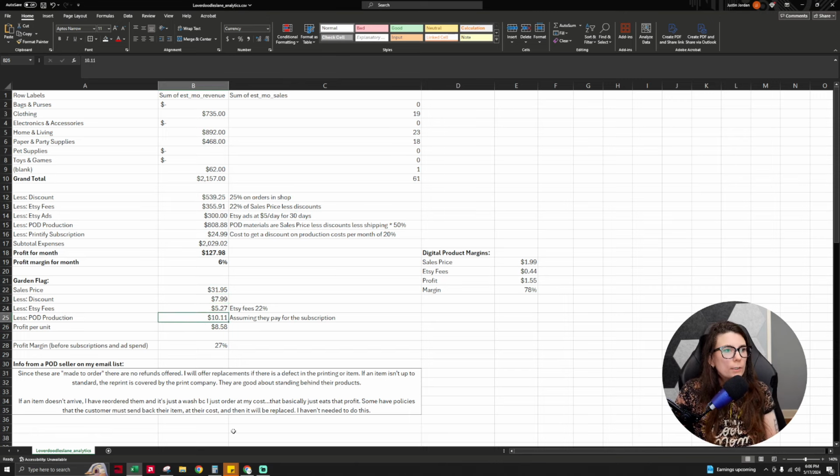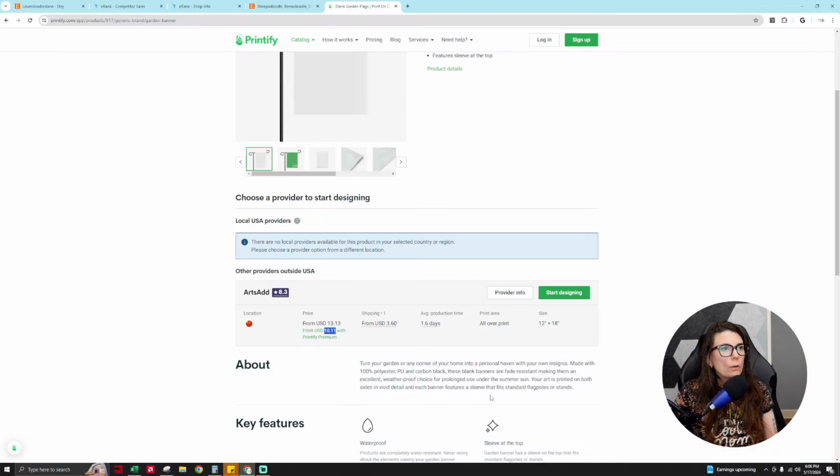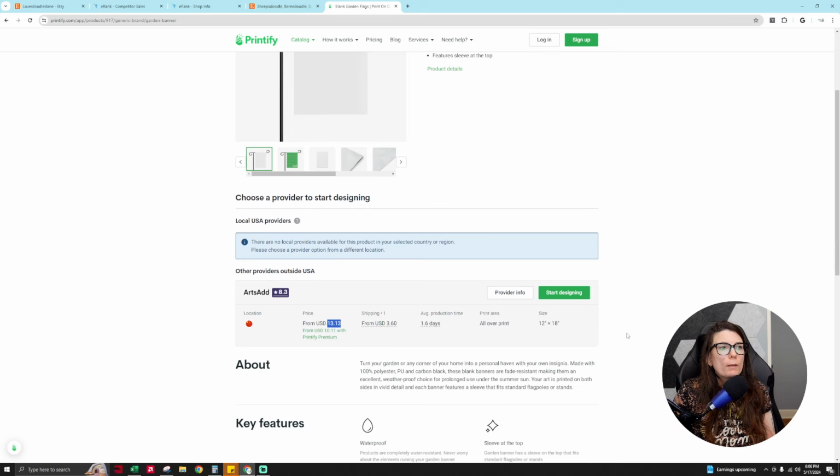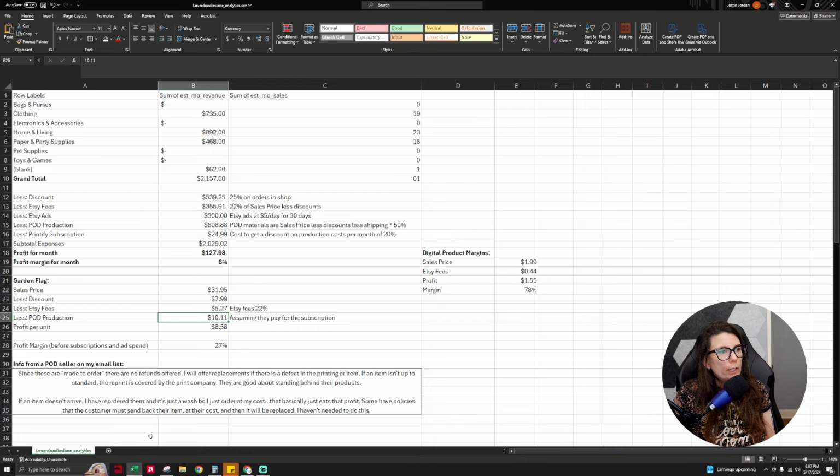And then you can find the print on demand production costs by going to the print on demand website, Printify, and typing in the type of product you want to make. I typed in garden banner or garden flag to find this product. So then you can see that if you don't pay for that subscription of $24.99 a month, which you might not do if you're new and you're not making any money, then your costs are $13.13. But if you pay for that subscription, you pay less expense.